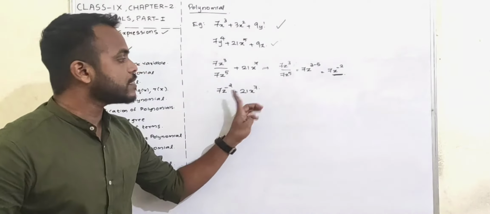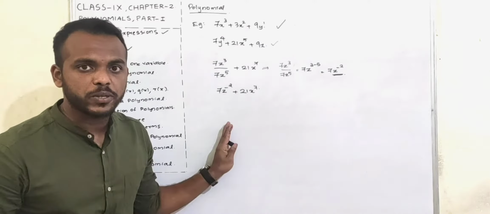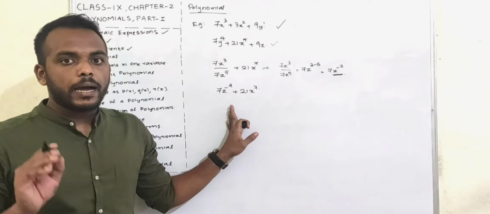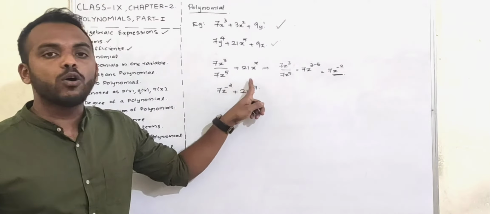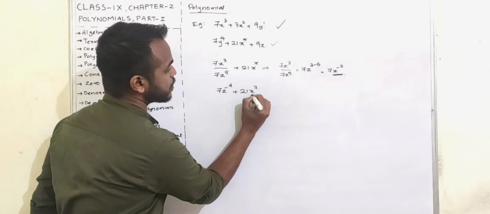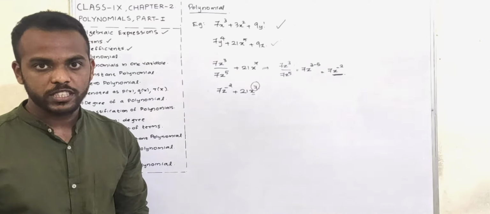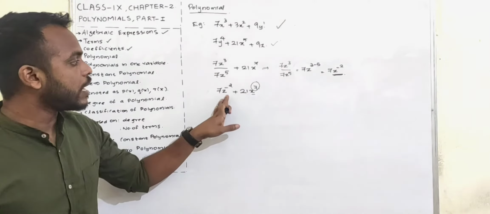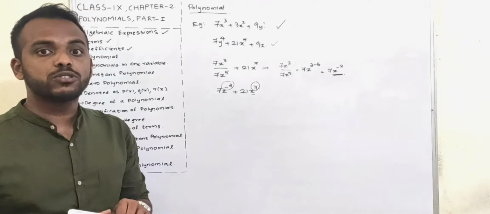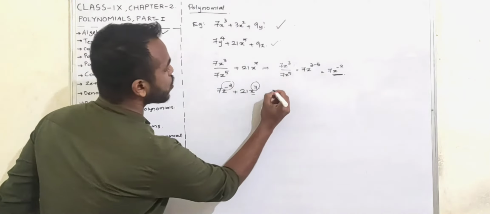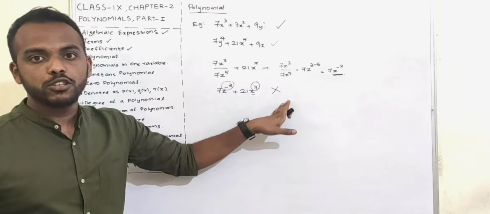Now my question is, is this a polynomial? What is the condition for an algebraic expression to be a polynomial? For an algebraic expression to be a polynomial, all the powers of the variables should be whole numbers. Now look at the power of x here. Power of x is 7. Is that a whole number? Of course that's a whole number. Then next one, what's the power of the other variable? It's minus 2. Is minus 2 a whole number? No. So this expression is not a polynomial. This is just an algebraic expression but not a polynomial.